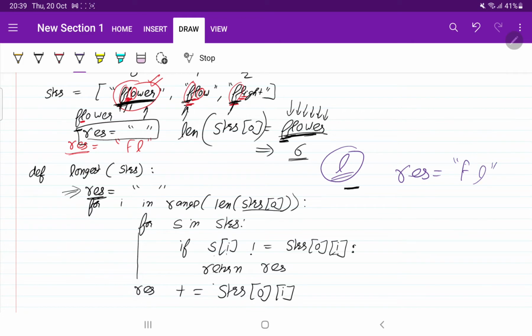Now we come to the next element. Now I value has become 2. So what is strs of 0 of 2? Sorry, strs 0 of 2. Here we are going to get the value O. First of all it will be s of I, it means first word's third character. So O will be matched with O.